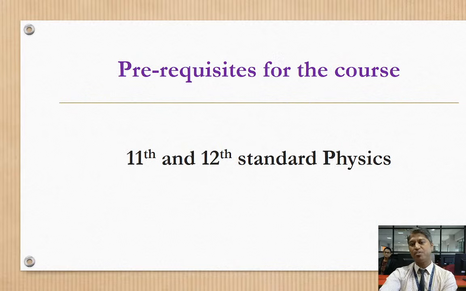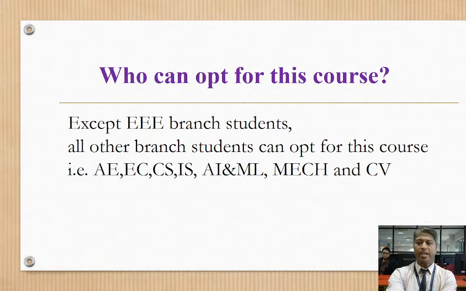And the prerequisites for this particular course are nothing but the basics which you people have studied during your 11th and 12th standard physics. And who can opt for this particular course? Except triple E branch students, all other branch students can opt for this course. That is Aeronautical, EC, CS, IS, AIML, Mechanical and Civil branch students.